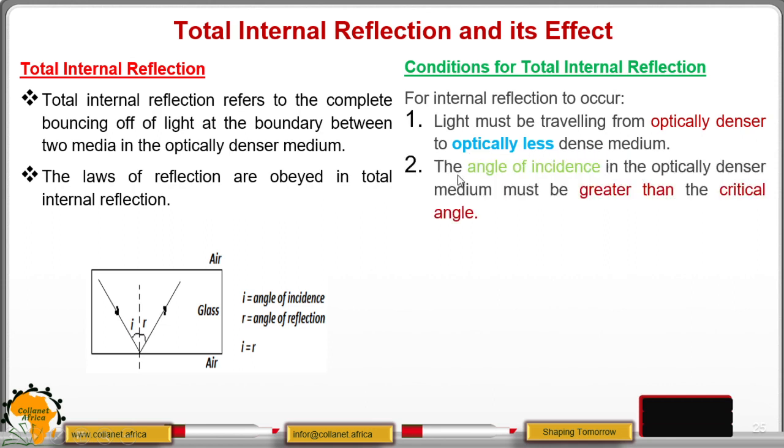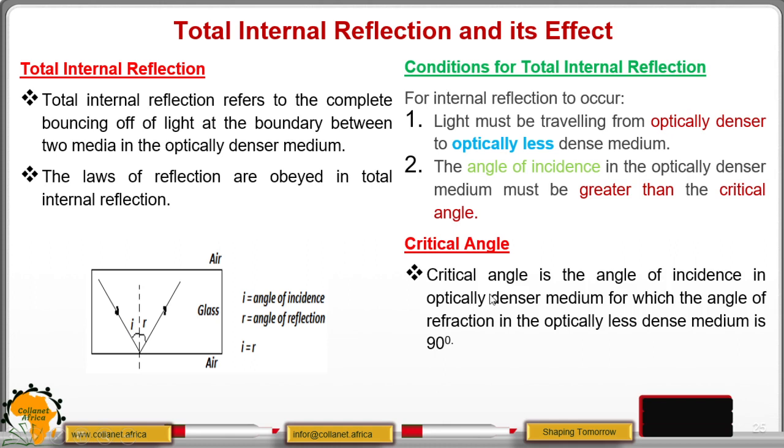And number two, the angle of incidence in the optically denser medium must be greater than the critical angle. And what is the critical angle? This is the angle of incidence in the optically denser medium for which the angle of refraction in the optically less dense medium is 90 degrees.